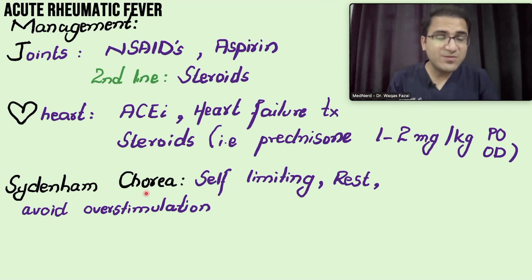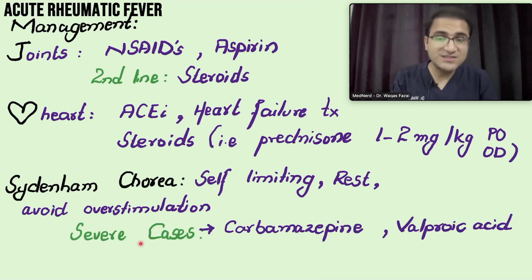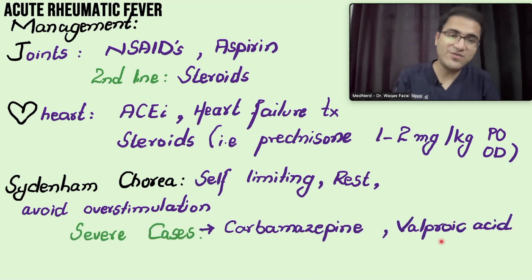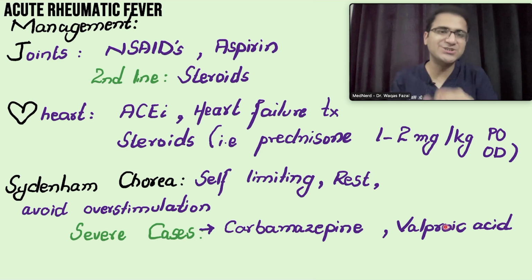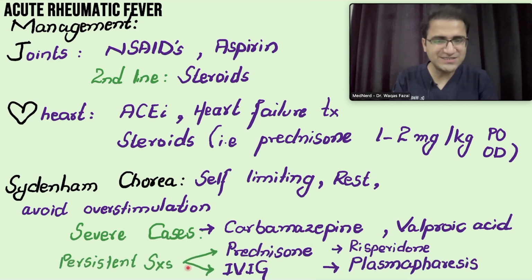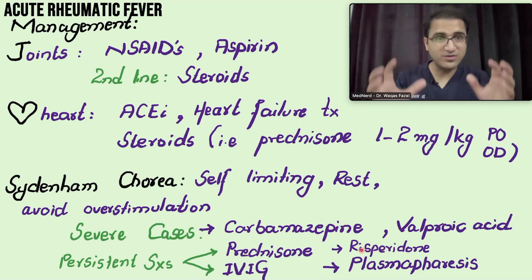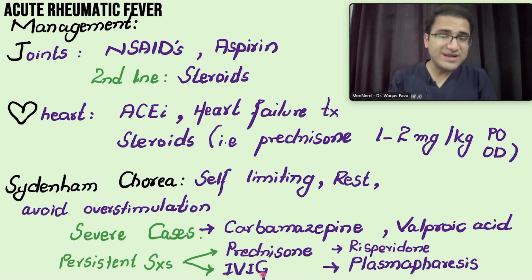But if the Sydenham chorea is severe, in such cases you can use carbamazepine and valproic acid. In the past, haloperidol used to be the drug of choice, but now carbamazepine and valproic acid are preferred over haloperidol for the treatment of Sydenham chorea. In severe, persistent, refractory cases, you can go for prednisolone or risperidone, an antipsychotic that will reduce the movement. And in severe cases, IVIG and plasmapheresis can be done.